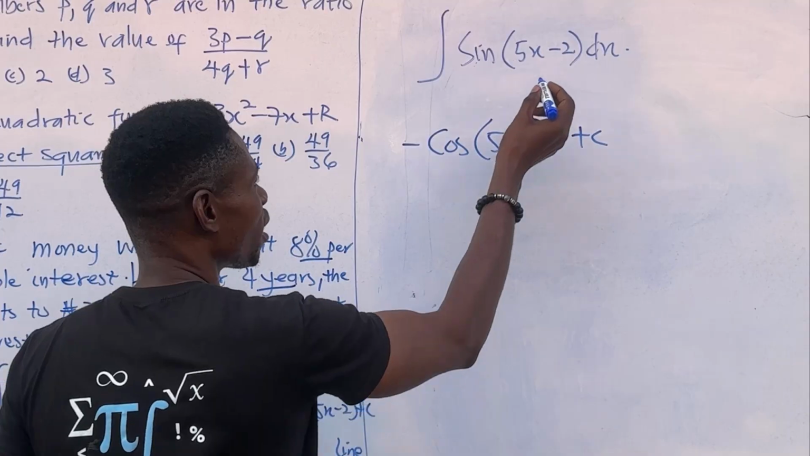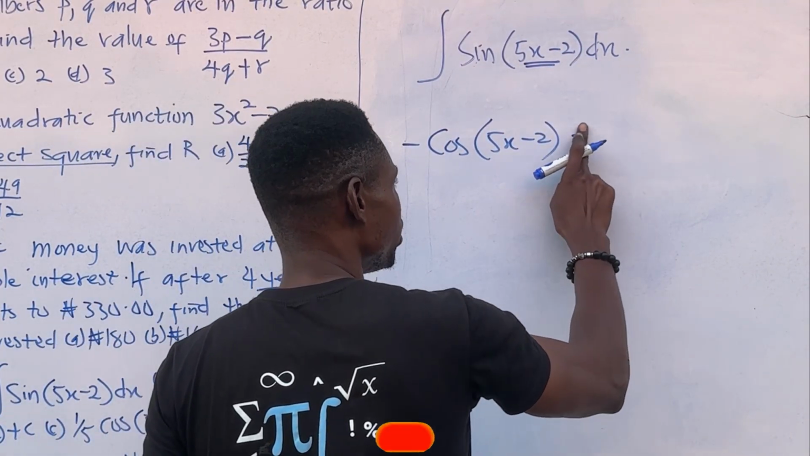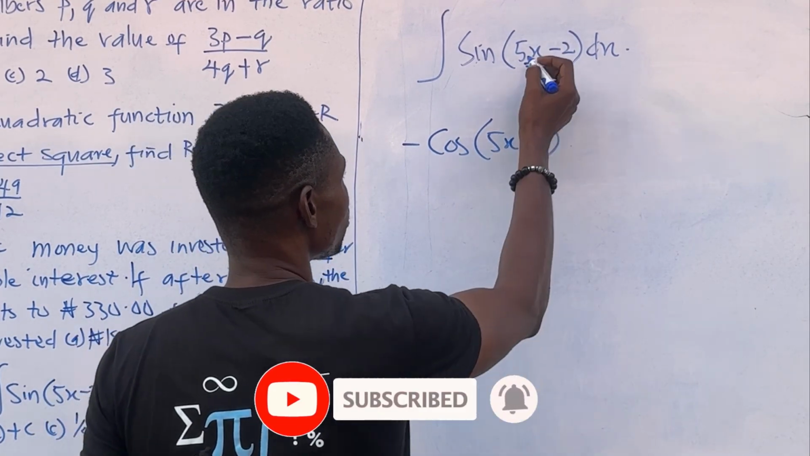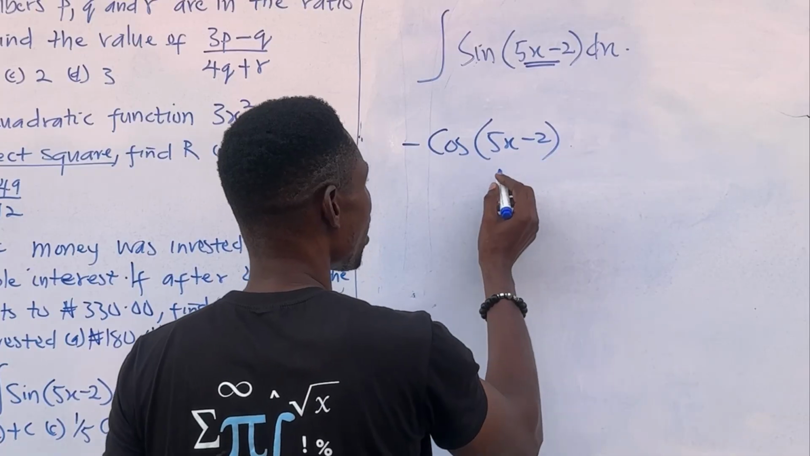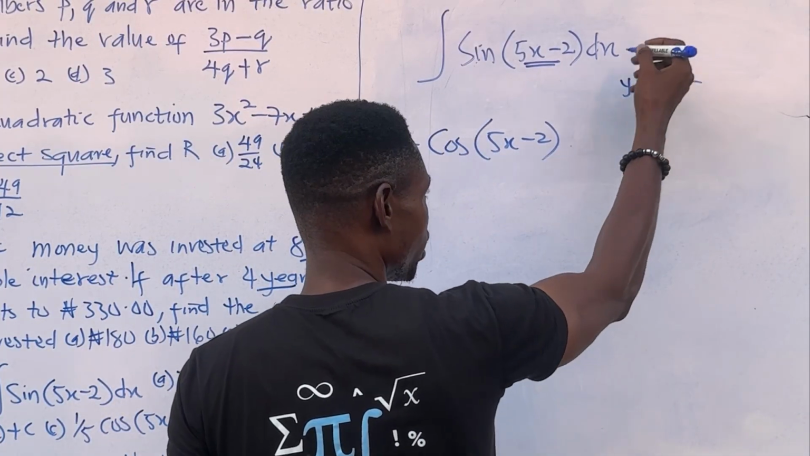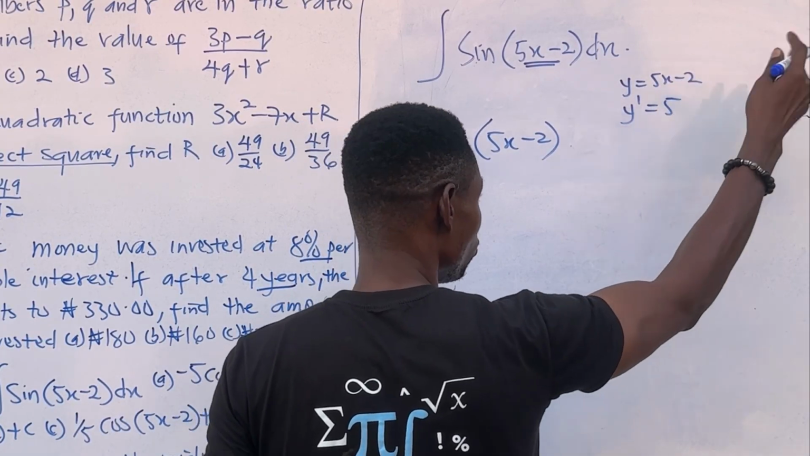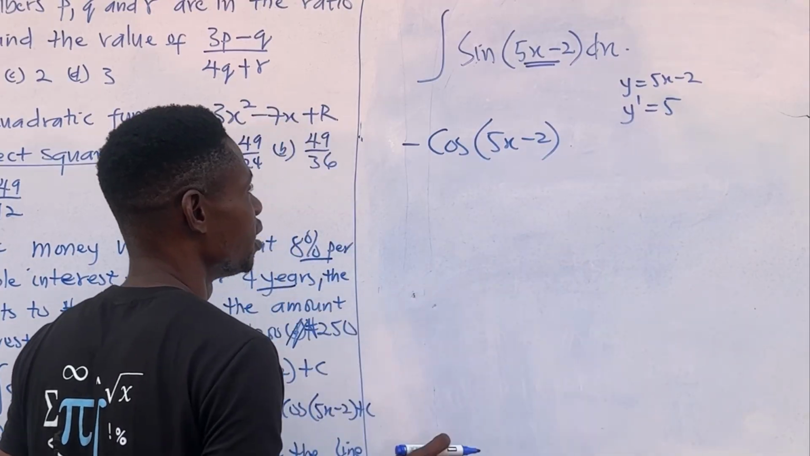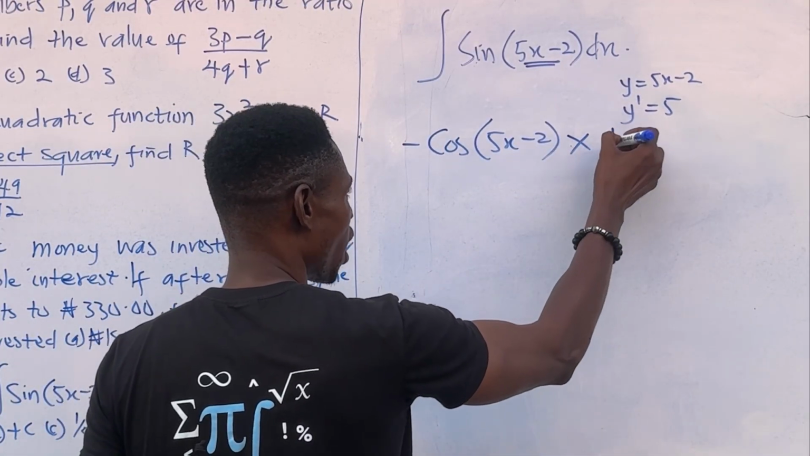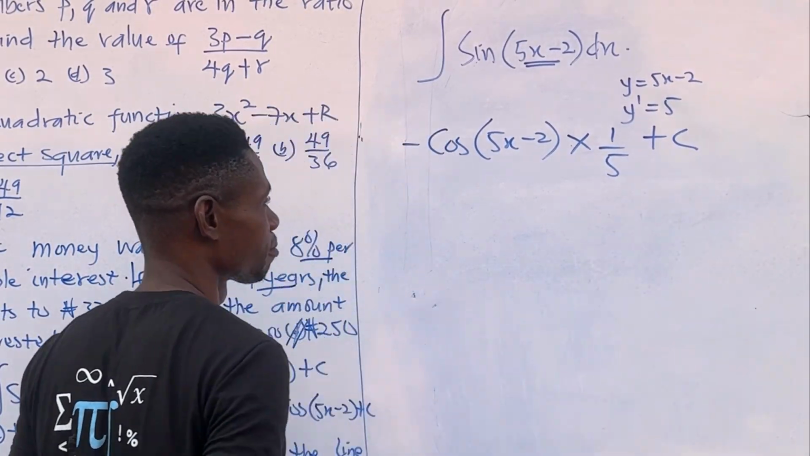But now, because you have another function here, you are going to differentiate this inner function. When you differentiate 5x minus 2, if your y equals 5x minus 2, your dy/dx will be 5, because 5x will give you 5, 2 will go away, right? So that's 5. Now, to complete this integration, you multiply by not 5, but 1 over 5. Now, plus c.